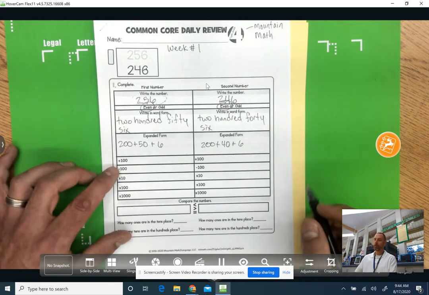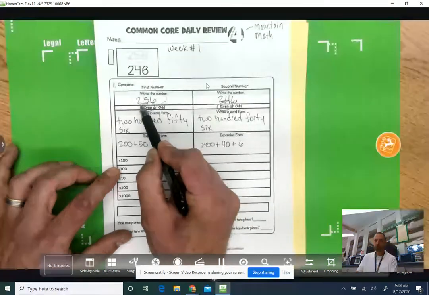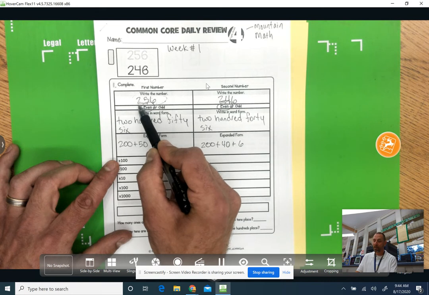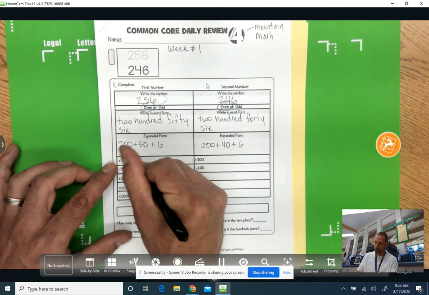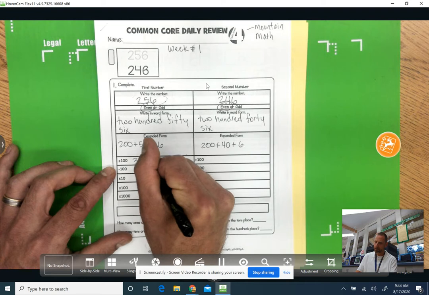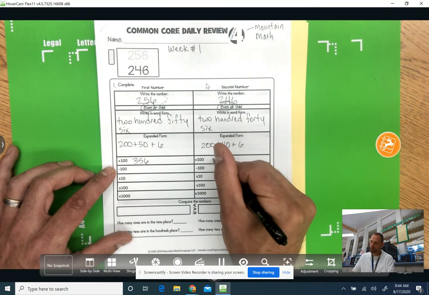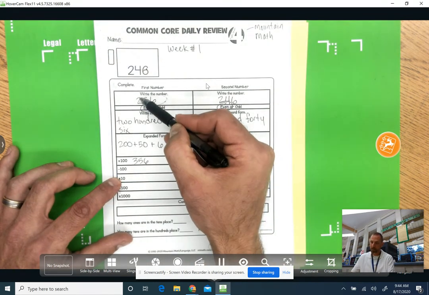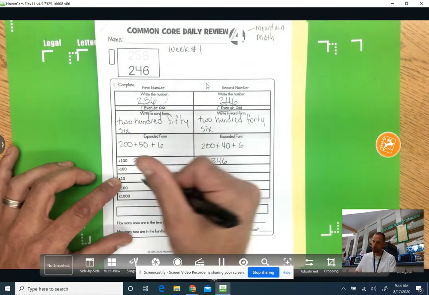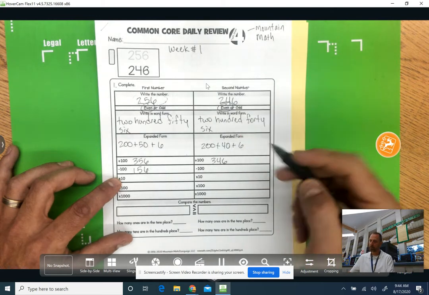So what we have here, if we have the number 256 and we want to add 100, all we got to do is find the digit that's in the hundreds place and increase it by 1. And that means to go from 2 to a 3. So you add 100 to 256, 356. You add 100 to 246, you end up with 346. Take away 100, it's the opposite. We're going to decrease that 2 by 1, and we now have 156. And here we have 146.